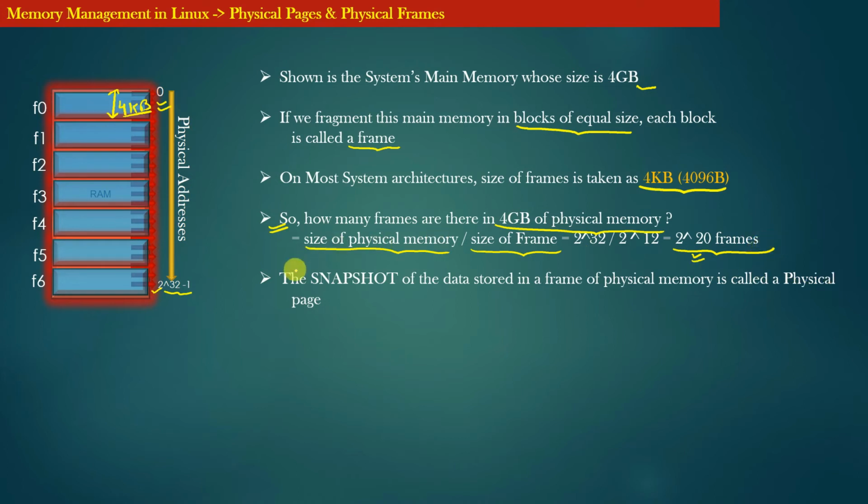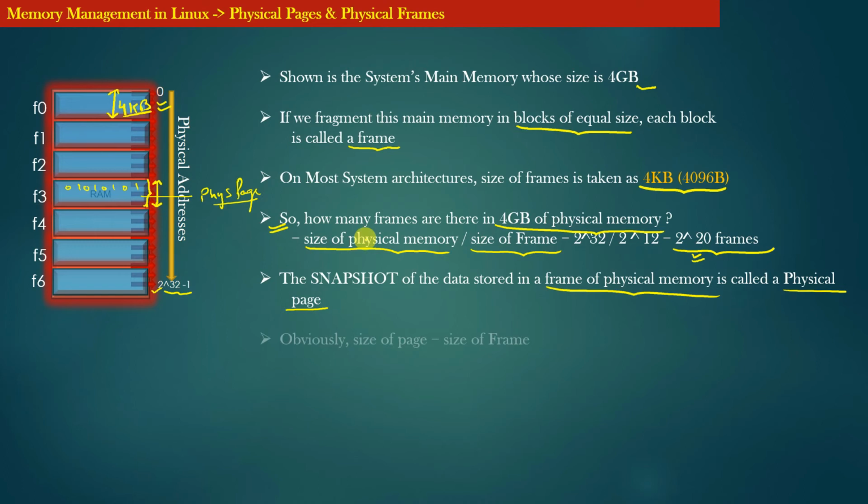Now coming to the physical page. The snapshot of the data stored in a frame of a physical memory is called a physical page, right? So a frame of physical memory is nothing but a block of physical memory of size 4 kilobytes. And of course it's physical memory, therefore you will have some data over here, right? Now if you pick up a camera and take a picture or snapshot of this frame of physical memory, then what you will get is the snapshot of the data which is stored in this portion of the physical memory. That snapshot is called a physical page.